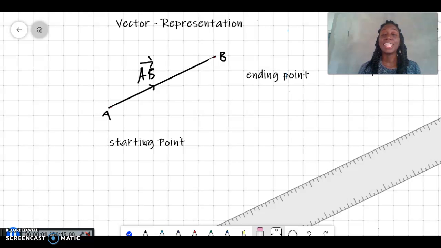Hello everyone, this revision series focuses on vector representation. Now a vector is a straight line that moves in the same direction with a length that is directly proportional to its magnitude. Now your vector has 2 points. It has a starting point and it has an ending point.